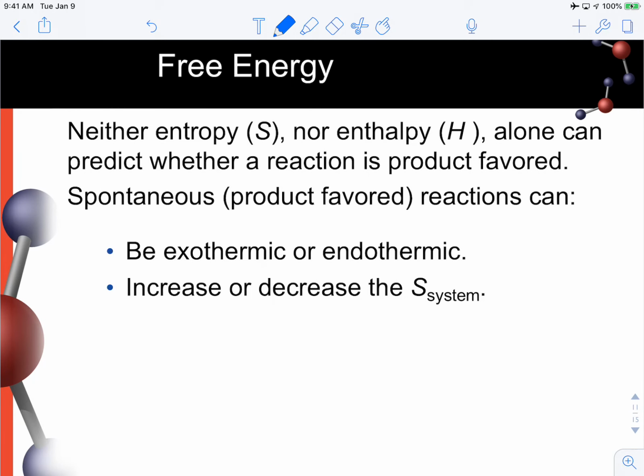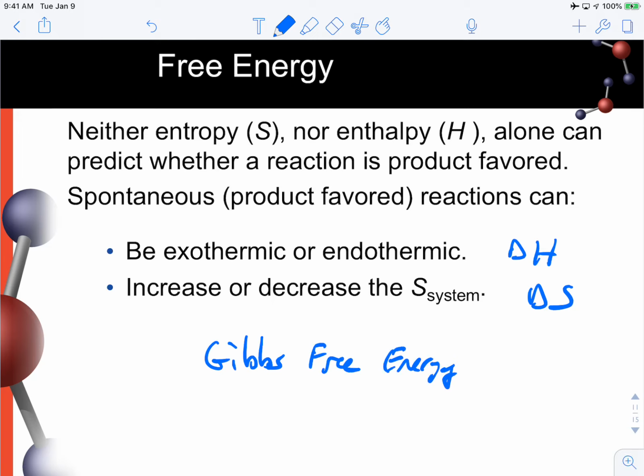The last major concept in the chapter is free energy, and it constitutes a good part of the chapter. So, this is an important statement: neither entropy nor enthalpy alone can predict whether a reaction is product favored. Spontaneous, product favored reactions can be exothermic or endothermic, so delta H is not going to help us predict that. They may increase or decrease in entropy, so delta S is not going to help us predict that. So what we're going to introduce is something called the Gibbs free energy. This combines H and S. So I will tell you that delta G does predict spontaneity.